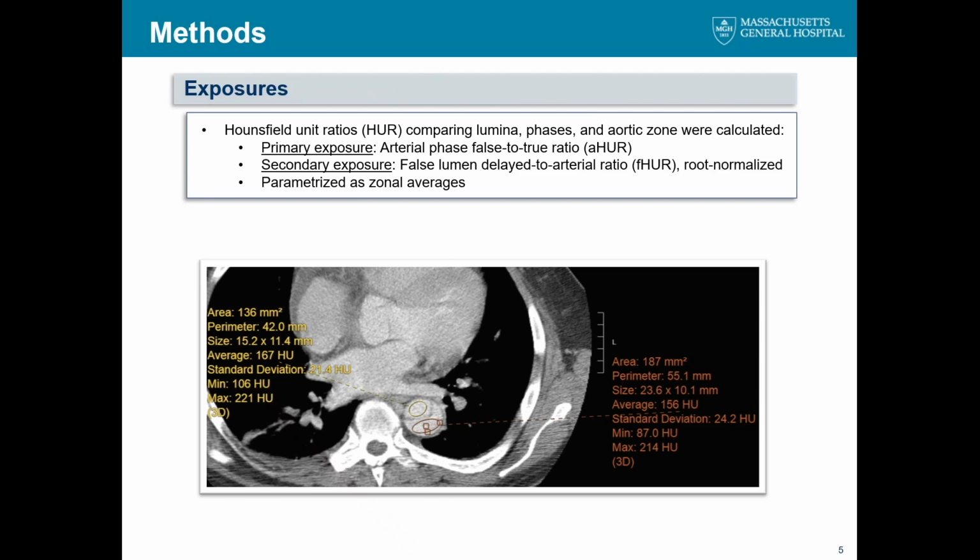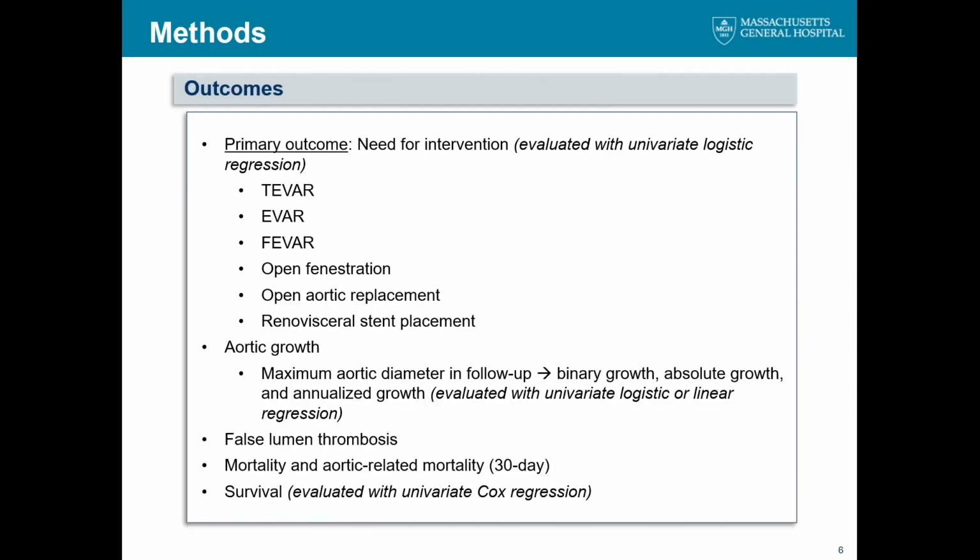Our primary exposure took the false lumen contrast density and compared it to the true lumen, all within the arterial phase, to get a sense of arterial pressurization of the false lumen. Our secondary exposure took a different look. We looked at the false lumen alone, not the true lumen, and compared the venous phase to the arterial to get a sense of delayed filling of the false lumen. In that latter one, we normalized to the aortic root to account for differences in contrast timing between the phases, variations in cardiac output, etc. Our primary outcome was need for intervention, and we additionally looked at growth, false lumen thrombosis, mortality, and survival.